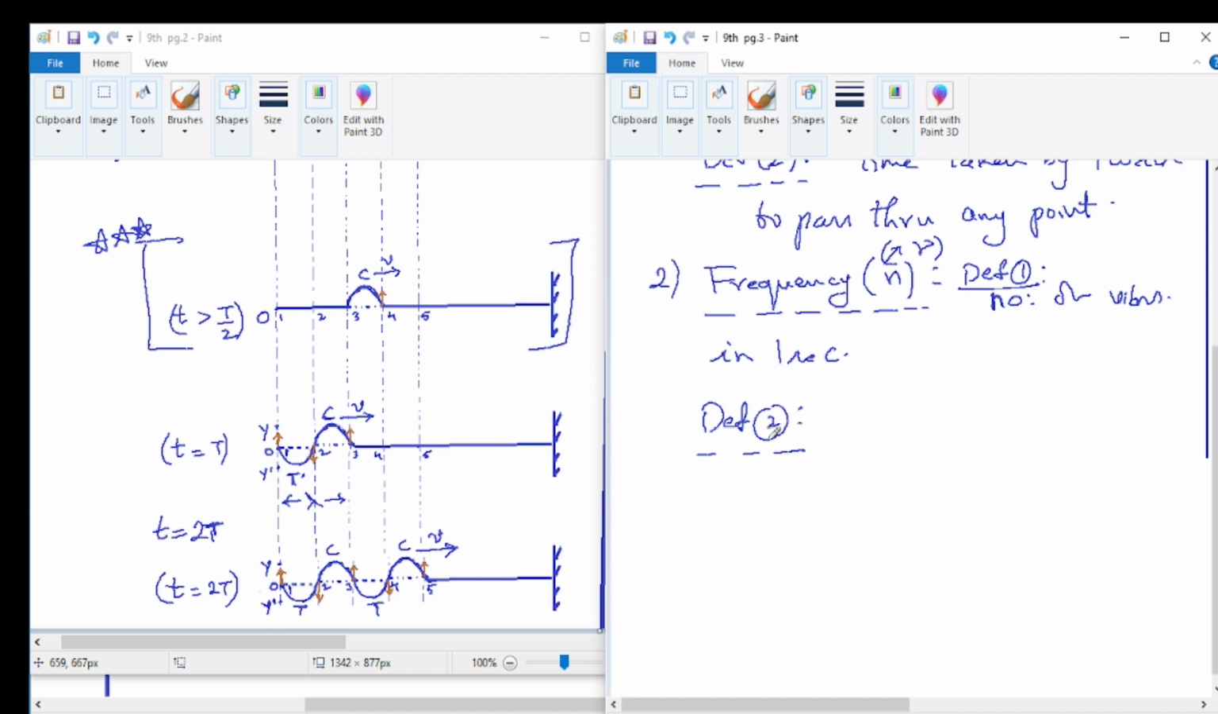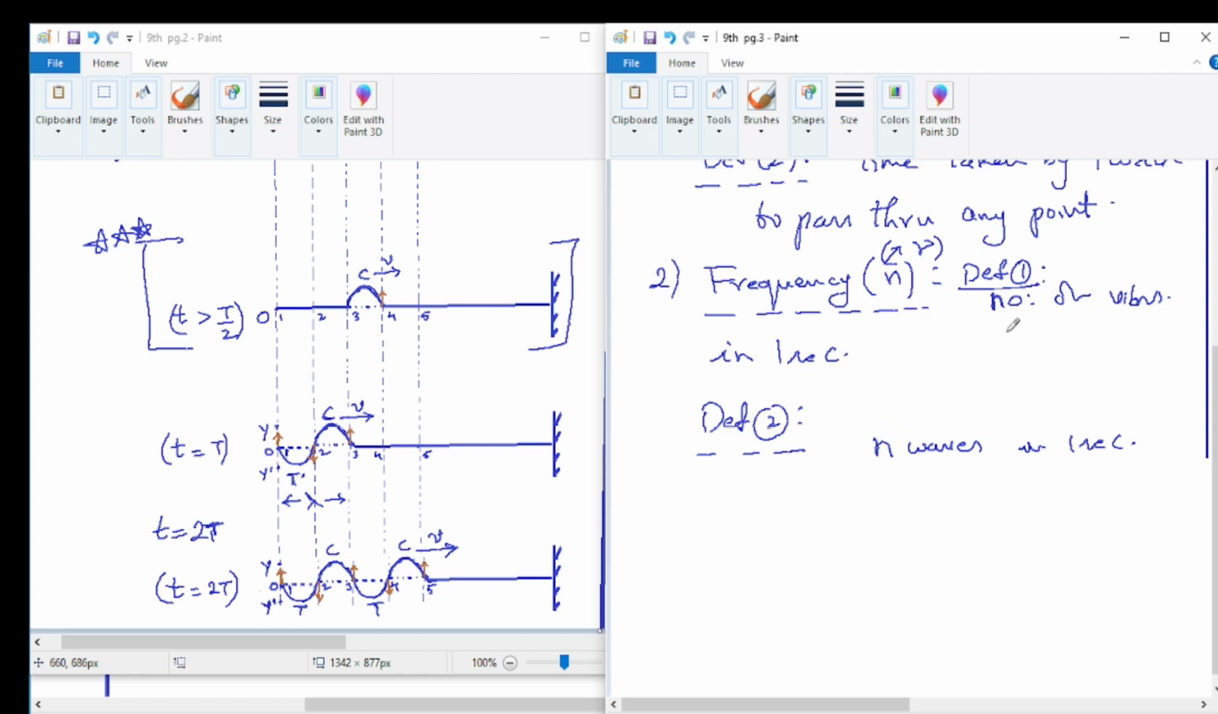So next, what is the other definition? In 1 second, n vibrations are made. One vibration is made means one wave passes through any point. Two vibrations, two waves. N vibrations are made means what is the meaning? N waves are passing through any point. So n vibrations in 1 second means n waves in 1 second. So frequency is n vibrations per second means automatically n waves are passing in 1 second. It's the same thing.